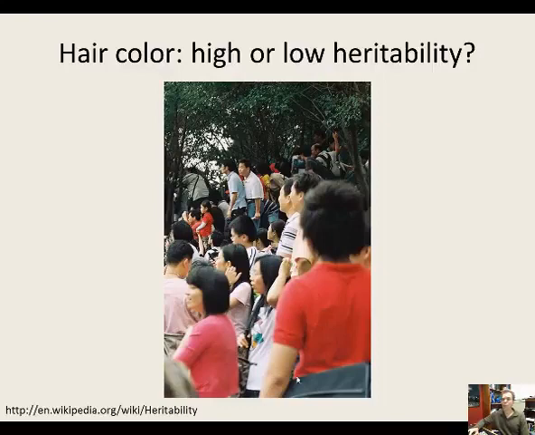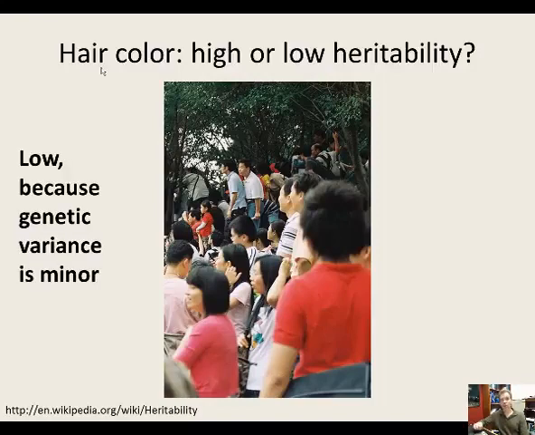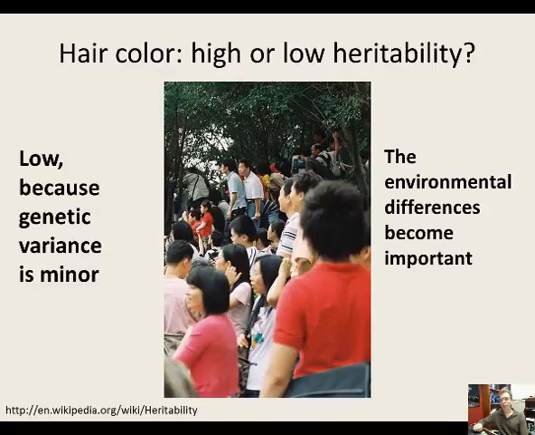Here's an example. Here's a group of people that the question states the hair color. Is this high or low heritability in this population? Meaning, is hair color heritable or is it not heritable? And the answer is low. And why is it low? Because genetic variance is a minor constituent of the phenotype variance. This population has pretty much the same alleles for hair color. And so there's very little genetic variance. And when that happens, environmental differences can become important. So if there's low genetic variance, typically heritability is low.